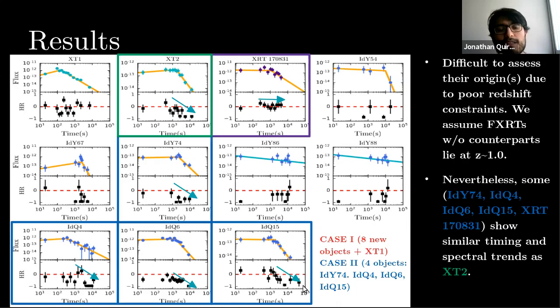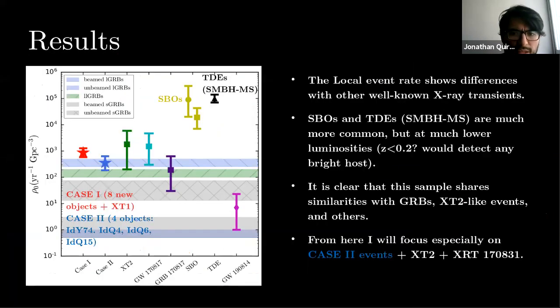So we can associate these 4 additional transients like XT2 events. And if you remember, XT2, the best scenario to explain this is related with the Wynn Magnetar after the merger of 2 neutron stars. Additionally, we compute the local event rate, considering 2 different cases.